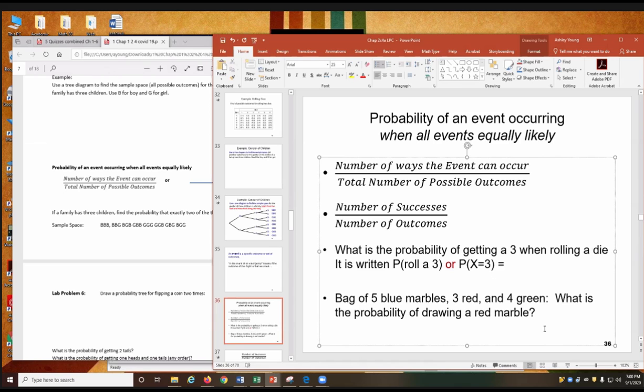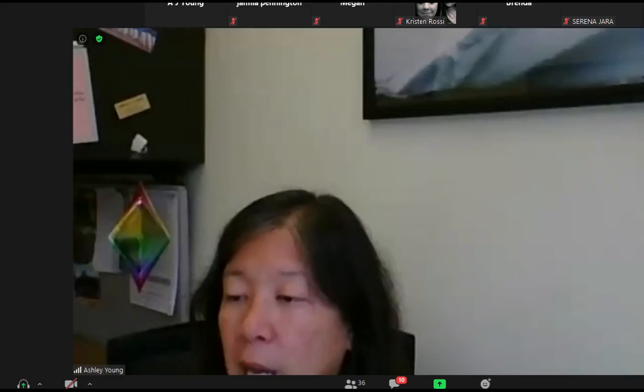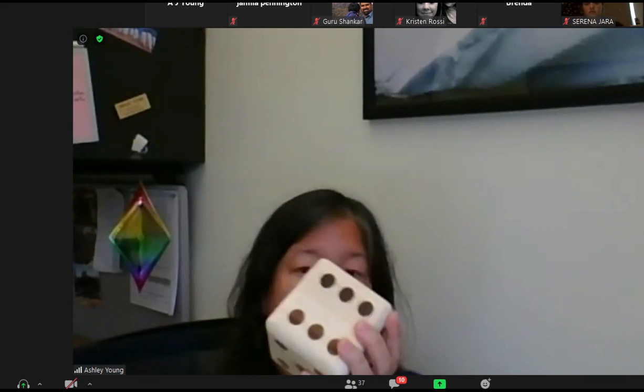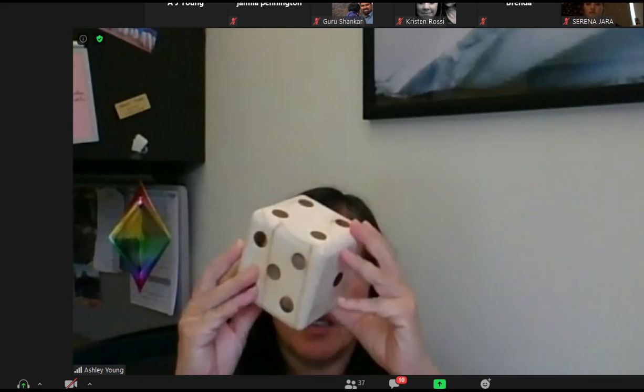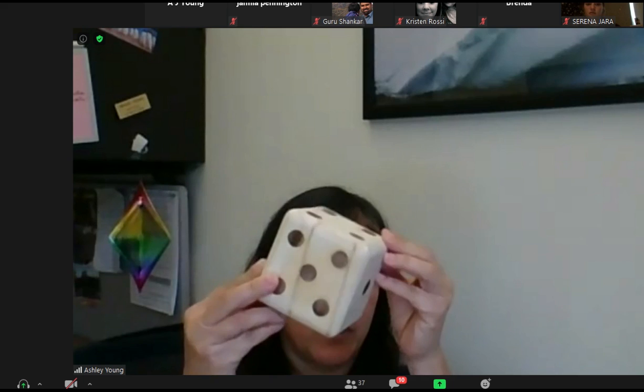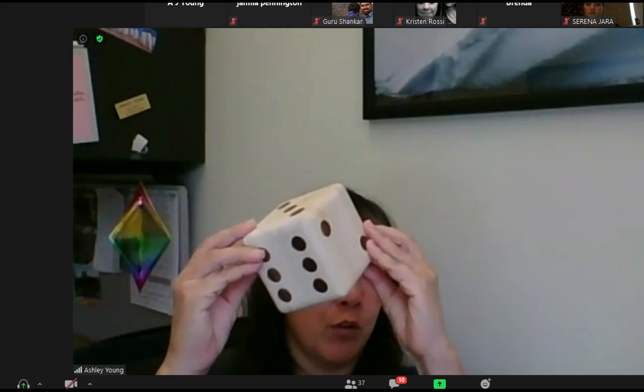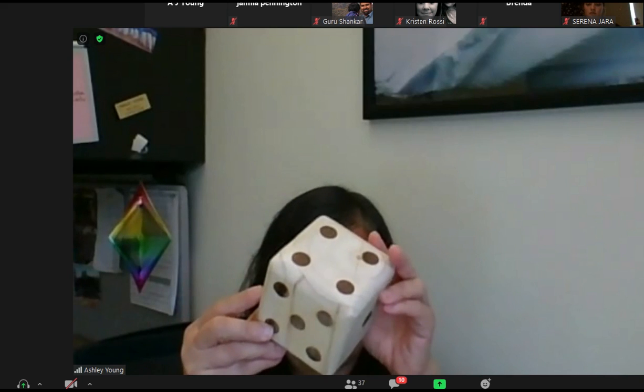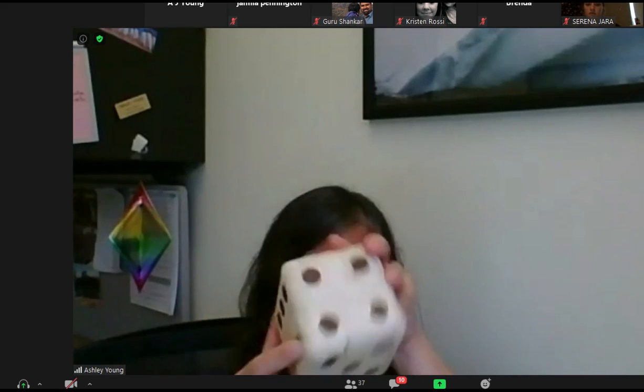Singular die. Dice means more than one. So if you guys aren't sure, let me show you a die. Here is a die. It has 6 sides. Here's 3 of them, here's 3 other ones. It has 1 through 6 on it. Good? All sides are equally likely to come up.